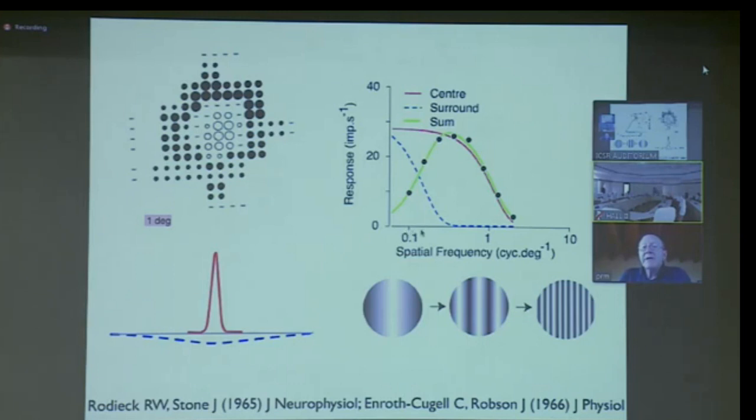Right, so this now is showing the function of frequency. Remember that by Fourier's laws, space and frequency are interchangeable. We get from one to the other by Fourier analysis. And here is our center response. So in frequency terms, the center is a low pass spatial filter. The surround is likewise a low pass spatial filter, but the surround is bigger. Therefore, it has a lower cutoff spatial frequency. And the sum, center plus surround, a simple linear arithmetic sum, does a very good job of explaining the measured values that are shown as data points here.